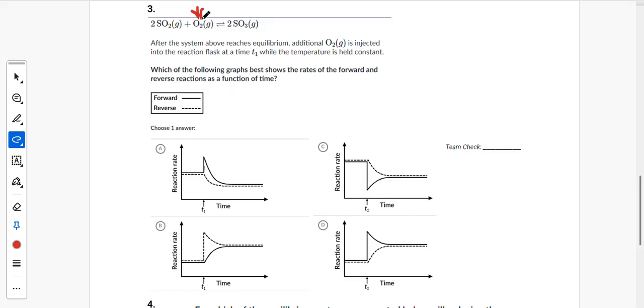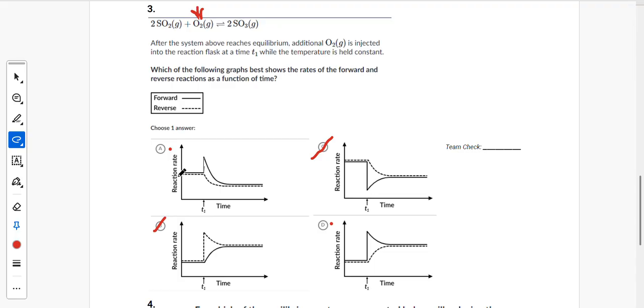All right, team, if we add a whole bunch more of the oxygen, that forward reaction needs to jump. So I've got an A value that jumps, a forward that jumps right there. So it could be A. This one, the reaction rate goes way down at time 1, and this one is just a nice little curve. No, it's going to be a huge jump if we add a bunch of oxygen. So it could be D as well. So it's going to be A or D. The difference is the reverse reaction.